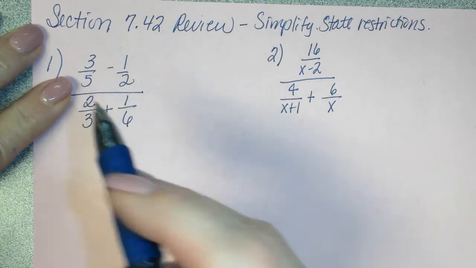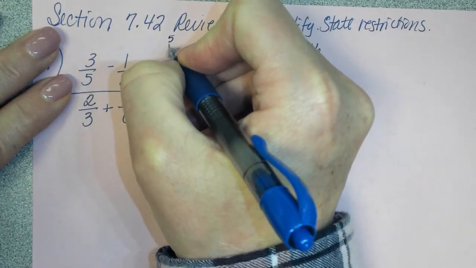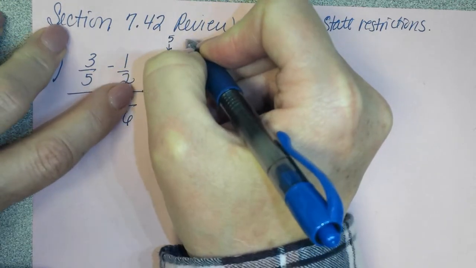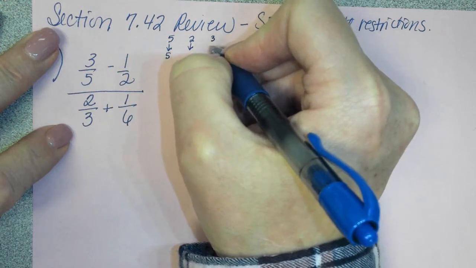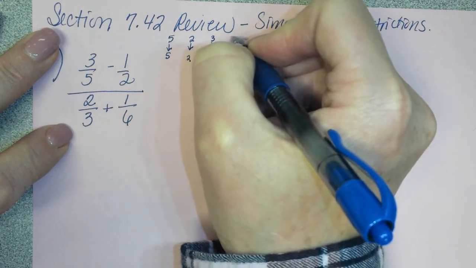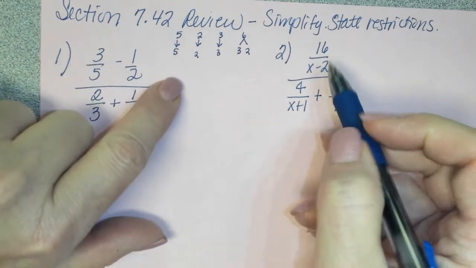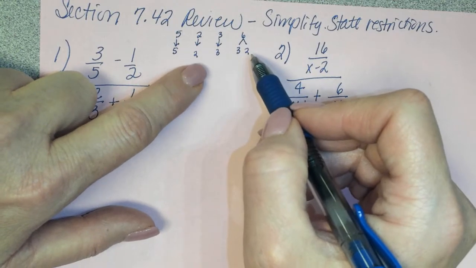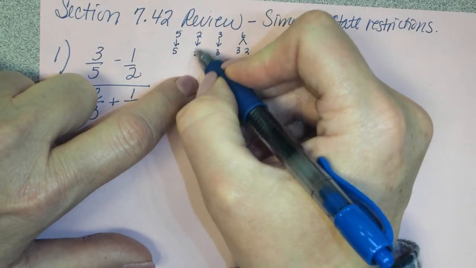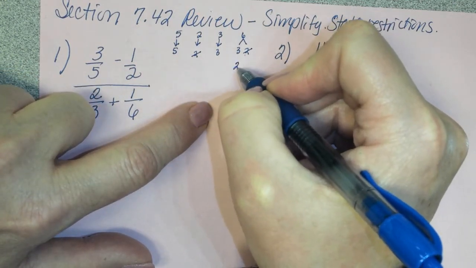To find the common denominator, I need the factors. So if I look at 5, its factor is 5. If I look at 2, its only factor is 2. 3 only has a factor of 3. 6 has two factors of 3 and 2. So now what I have to do is see what do they have in common. Well, the 2's are in common. For 2, I had a factor of 2. For 6, I had a factor of 2. So I'm going to need to use a 2.